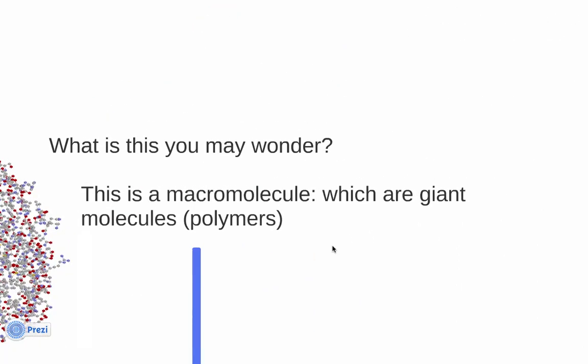Today's lecture will be on macromolecules. What is a macromolecule? Macromolecules are giant molecules called polymers. They may have a molecular weight of greater than 100,000 atomic mass units, and they are formed by covalent linkages of smaller units called monomers. Monomers bond to form polymers. The function of macromolecules is related to their shape and the chemical properties of their monomers.